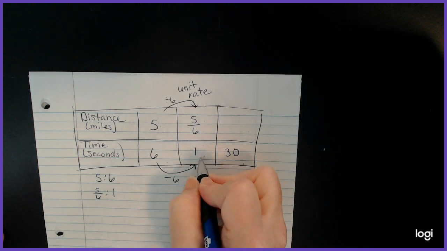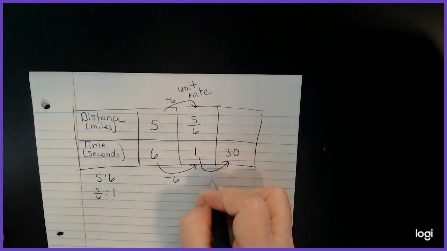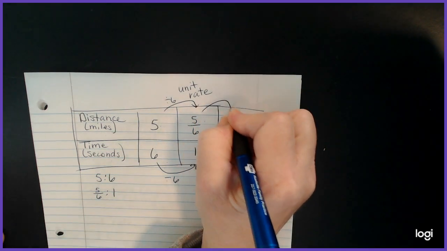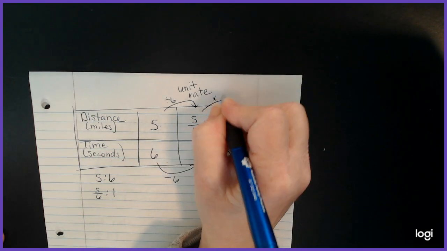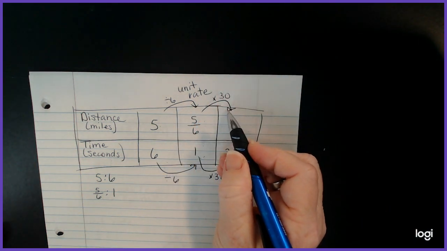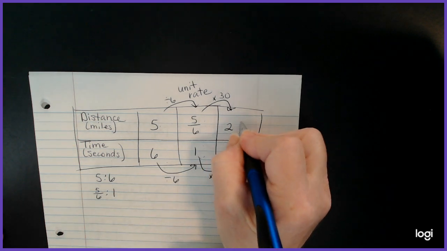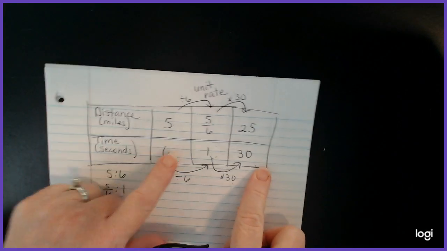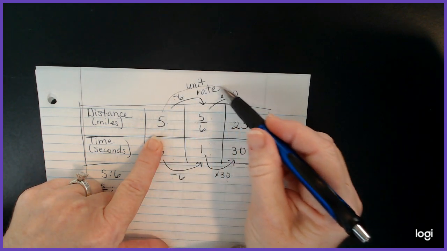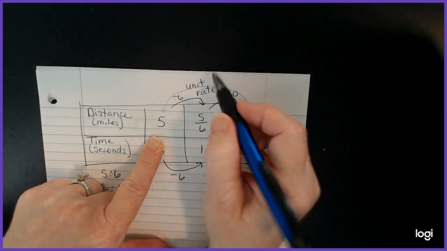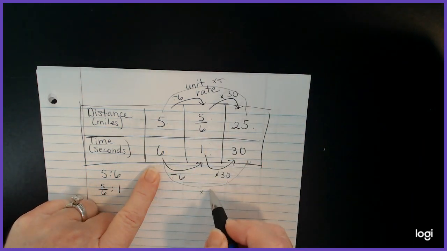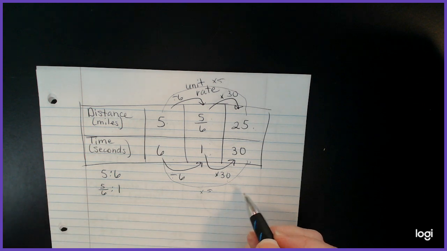To go from 1 second to 30 seconds, we took this and multiplied it times 30. We're going to do the same thing up here. We're going to take 5/6 times 30. And if you took 5/6 times 30, you probably found out that the answer is 25. Some of you actually looked closely and realized that you could go from 5 times 5 up here to 25 because 6 times 5 is 30. So there's a couple ways you could solve this.